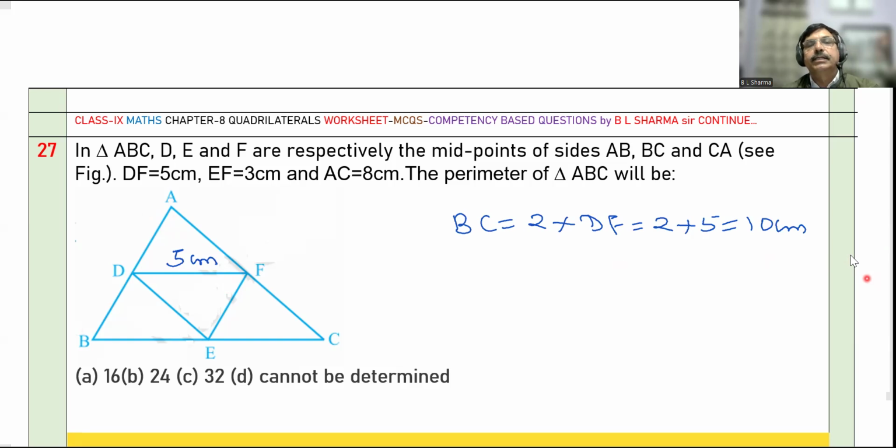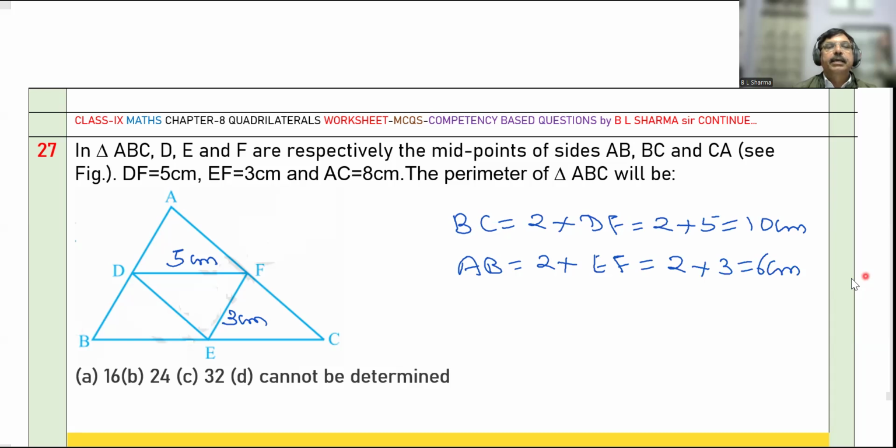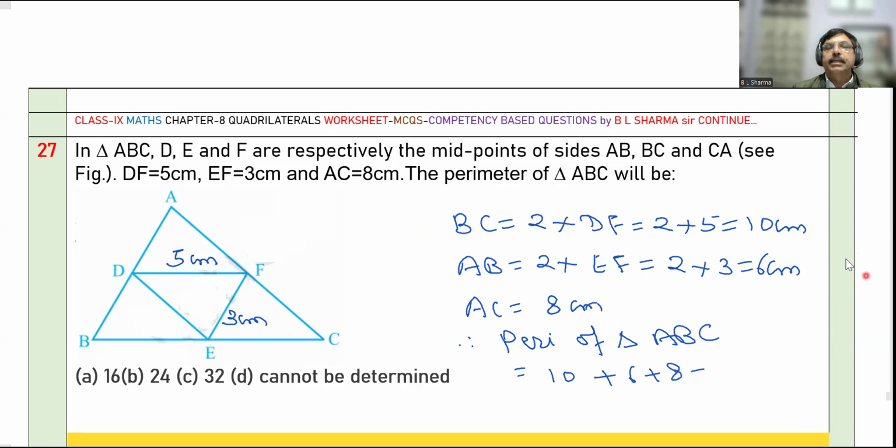Perimeter means sum of all three sides. Similarly, EF is 3 centimeter. So AB will be double of EF, that is 2 into 3, that is 6 centimeter. AC is already given, that is 8 centimeter. Perimeter means sum of all three sides, means AB plus BC plus AC. Therefore, perimeter will be 10 centimeter plus 6 centimeter plus 8 centimeter, that is 24 centimeter.